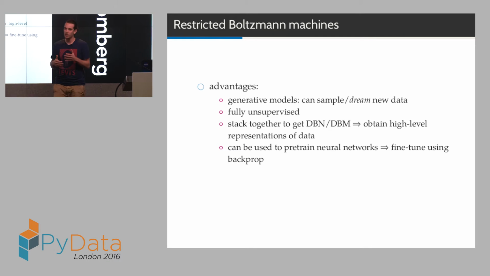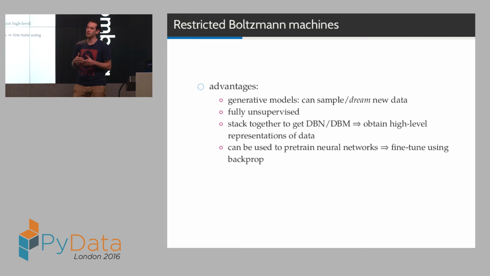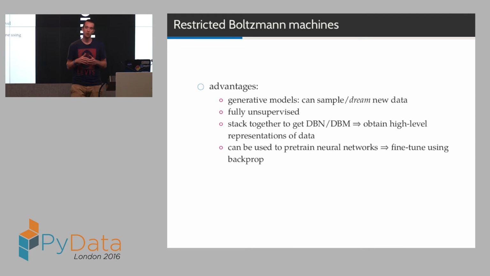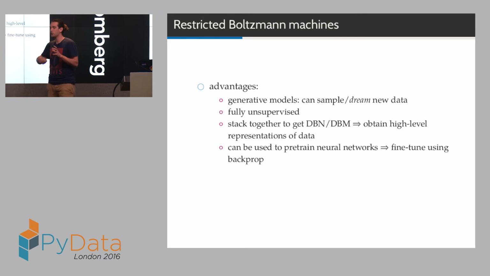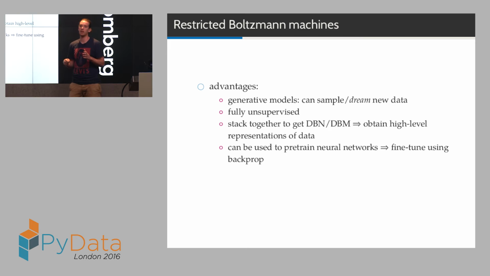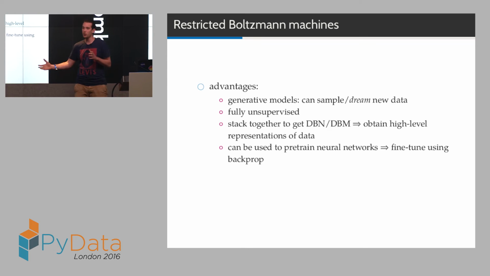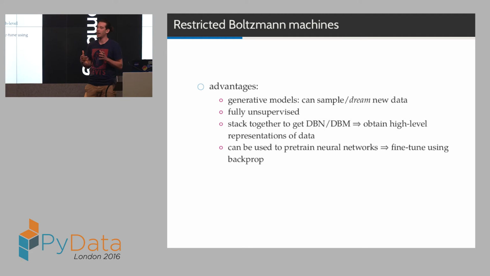The reason people like Boltzmann machines is because they're fully unsupervised. So this makes them suitable for pre-training neural networks. So if you imagine a context where you have a small set of labeled data, but you have a large set of unlabeled data, then you can leverage this unlabeled data, learn the distribution over this unlabeled data using a Boltzmann machine, and then use the weights that you've learned as a warm start for your neural network, and then fine-tune those using backpropagation.